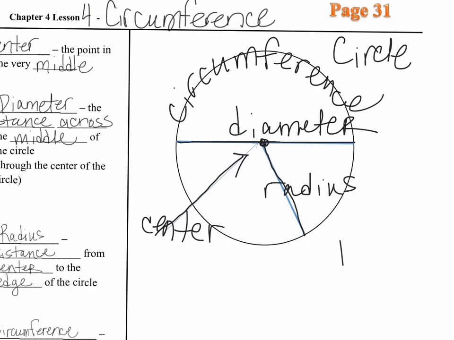The radius is equal to whatever the diameter is divided by 2, and the diameter is equal to 2 times whatever the radius is.